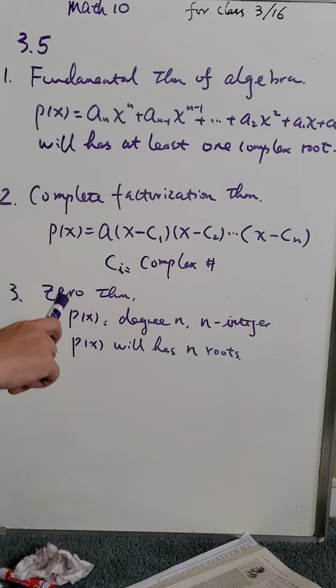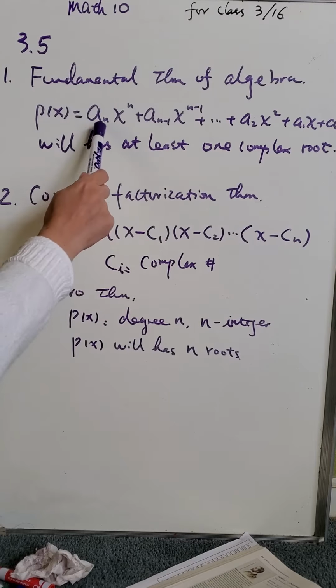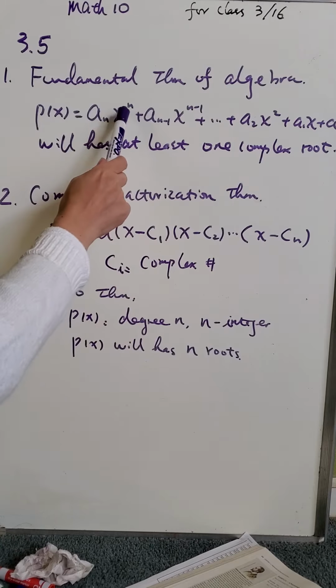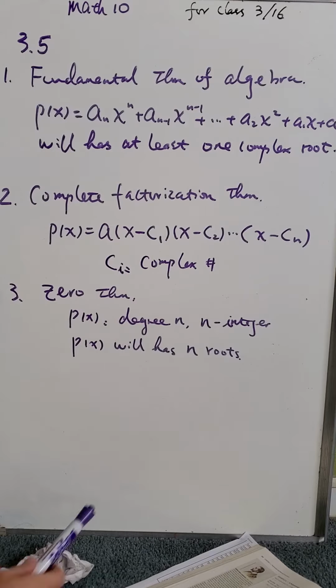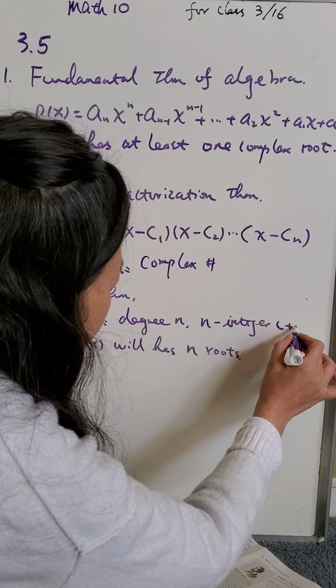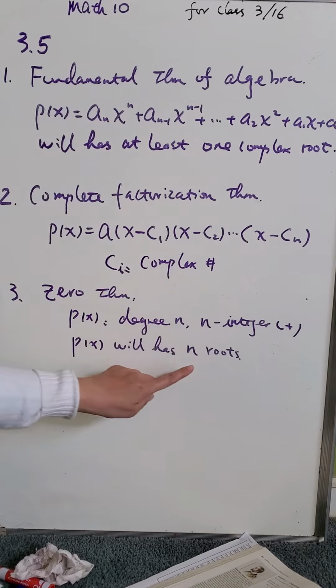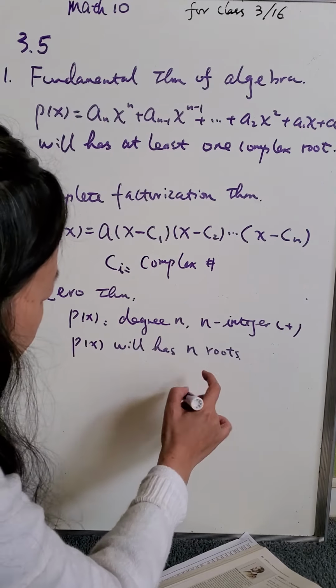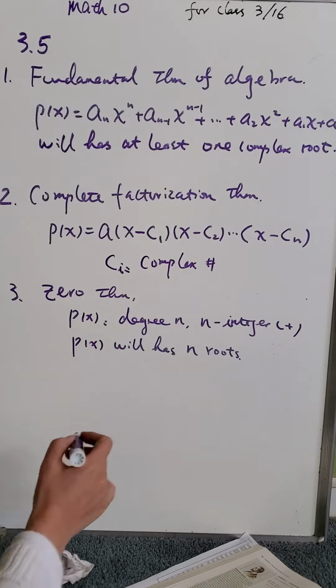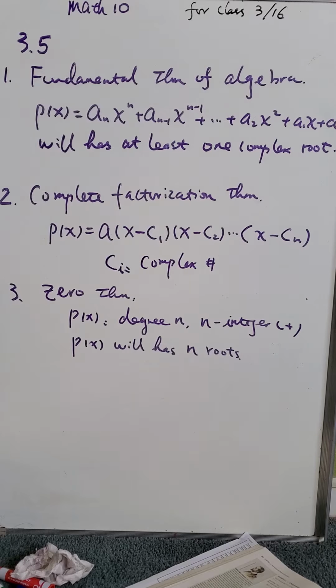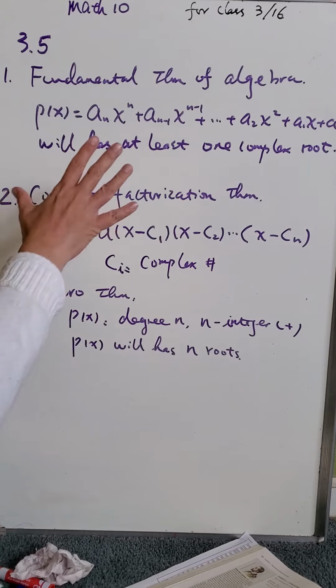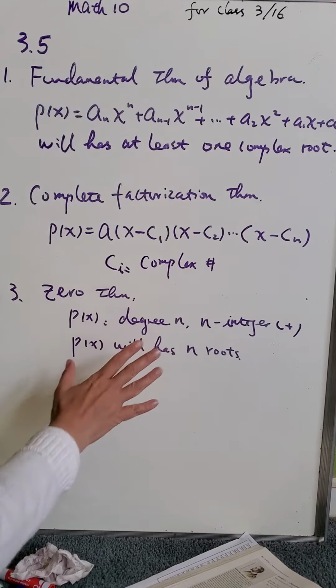It tells you that if you have a polynomial like this, of degree n, okay, n is an integer, a positive integer. So let's put a plus sign here, meaning positive. It tells you that this polynomial will have n roots, meaning n solutions. Okay, this means n solutions. So these are the three theorems for what we're going to do today.